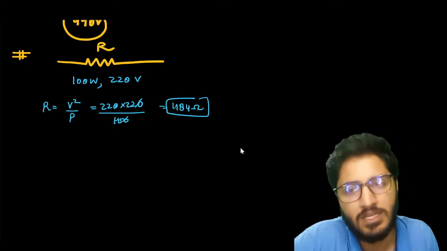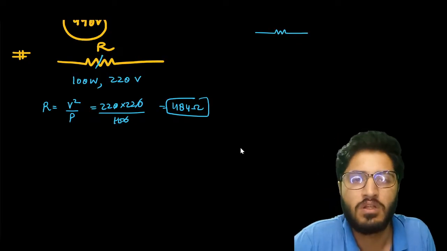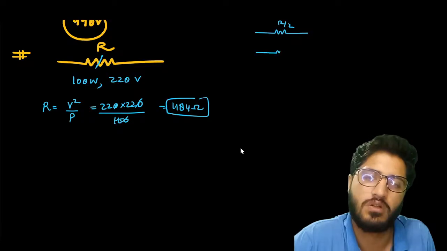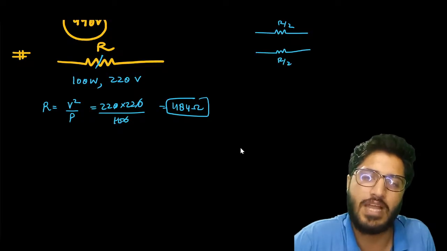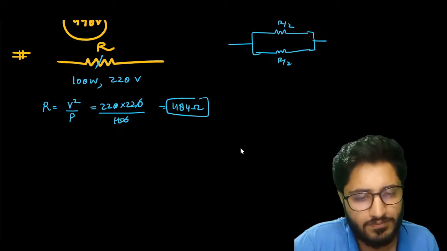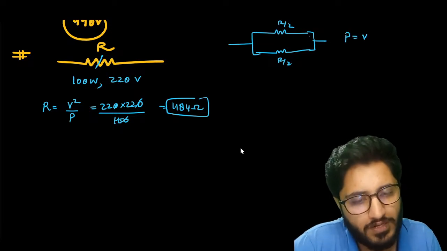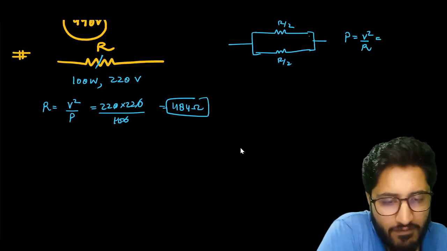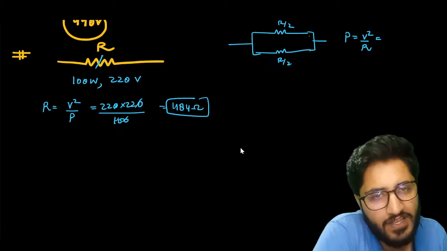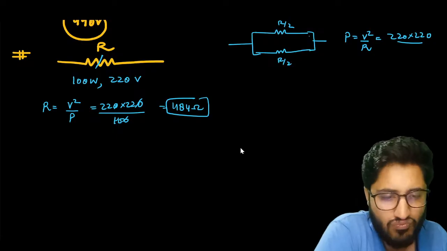Next part is, if I cut it from the middle, it will become R by 2 and R by 2. Then I will join these two. Done? Now find the power. Power is V square by R. V is the same, 220. What is R now?